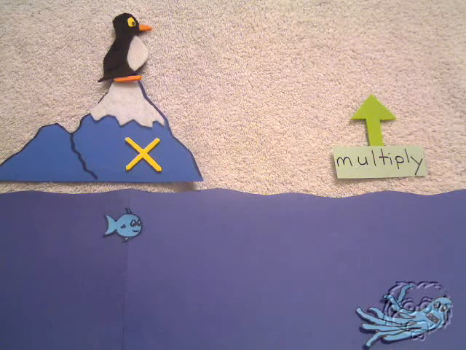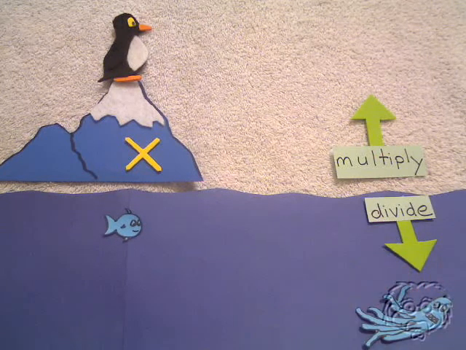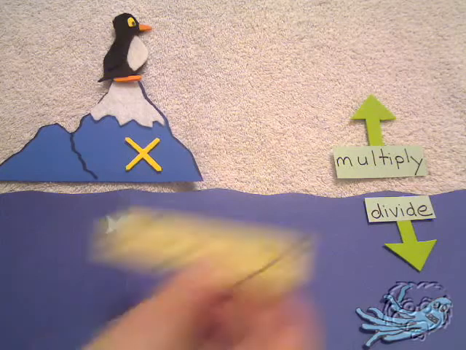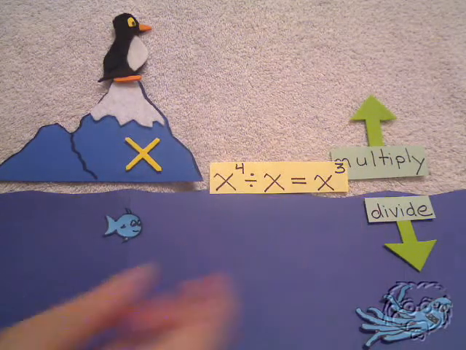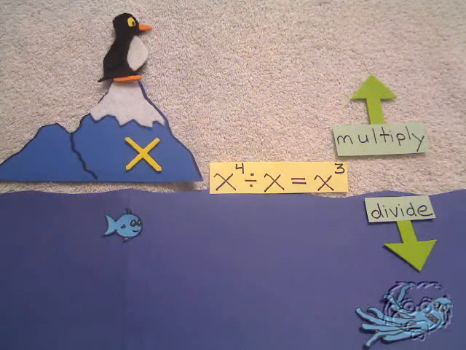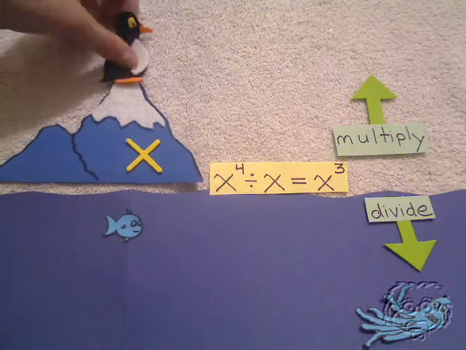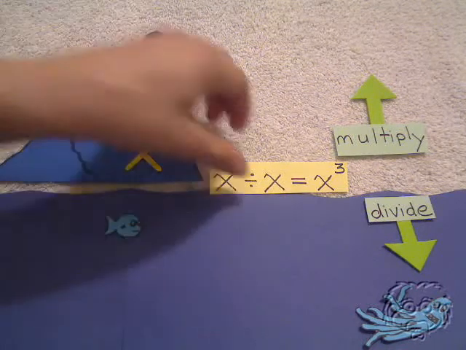Well, in order to get down the mountain, he was going to have to divide. So when we divide, the exponent decreases. So let's see how that works. If we have x to the 4th divided by x, that's x cubed. So notice that when we divided, the exponent decreased from 4 to 3. So Danny was on his way back down the mountain.